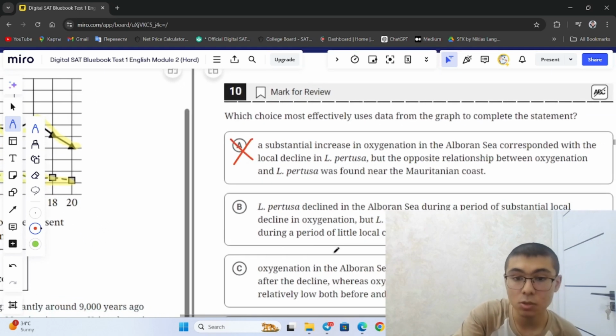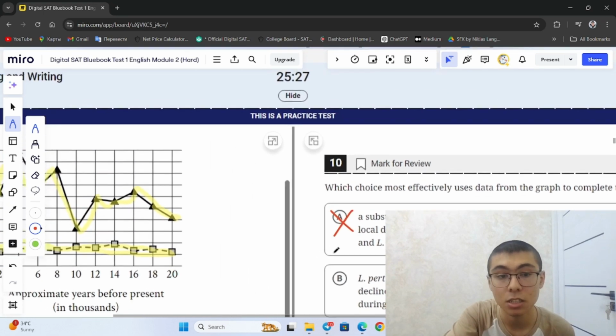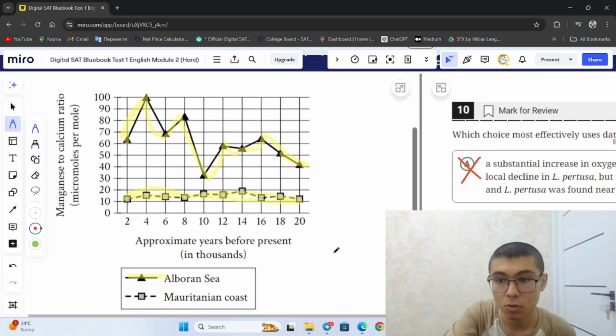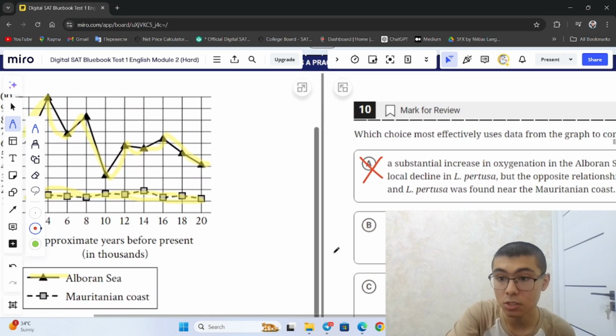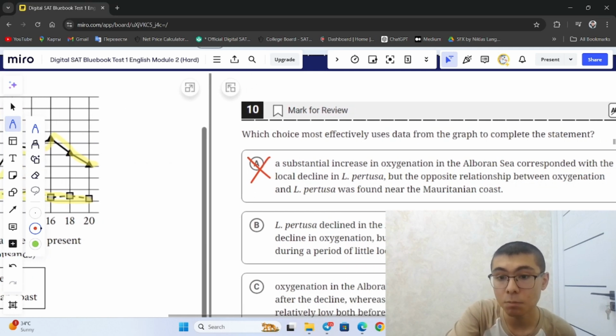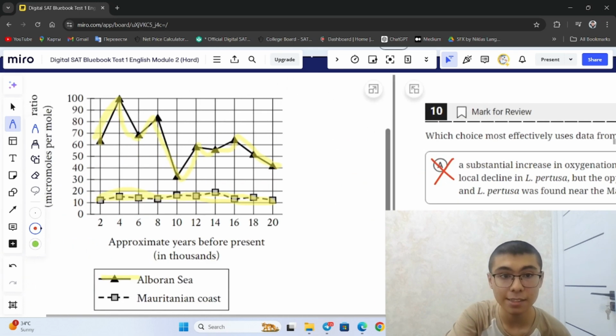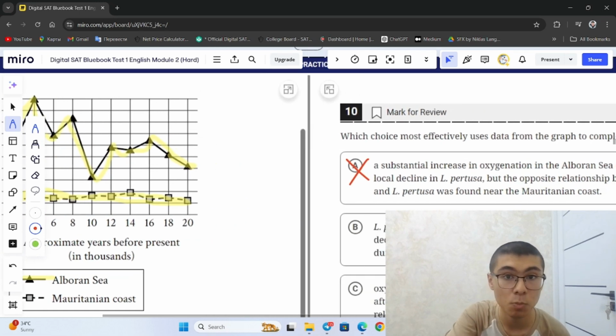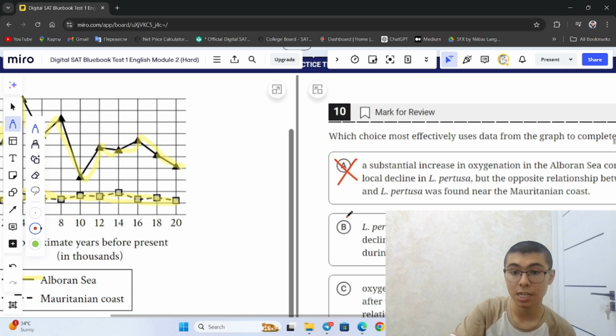B: L. pertusa declined in the Albertan Sea during a period of substantial local decline in oxygen. So that's true. But L. pertusa declined near the Maltarian coast during a period of little local change in oxygenation. Yes, that's also true, and it literally supports it. So B is correct.